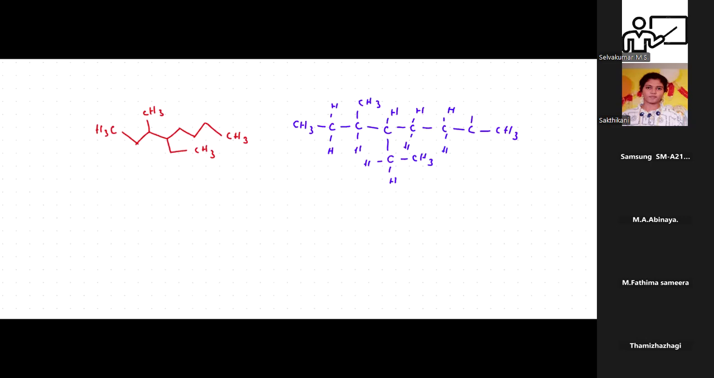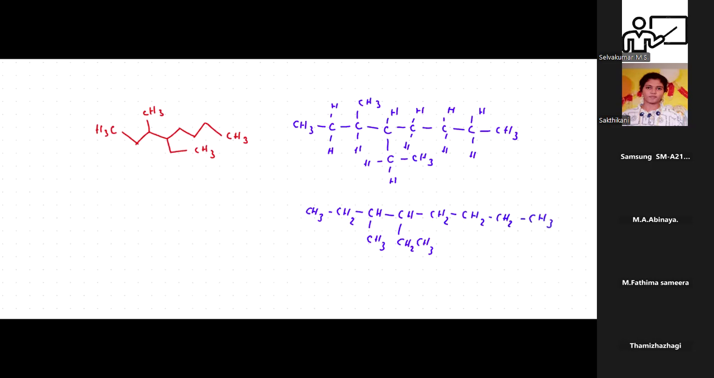Now the molecular formula has to be simplified and written: CH3, CH2, then CH, CH3, then CH, CH2, CH3, then CH2, CH2, CH2, CH3. Now we identify the longest chain.